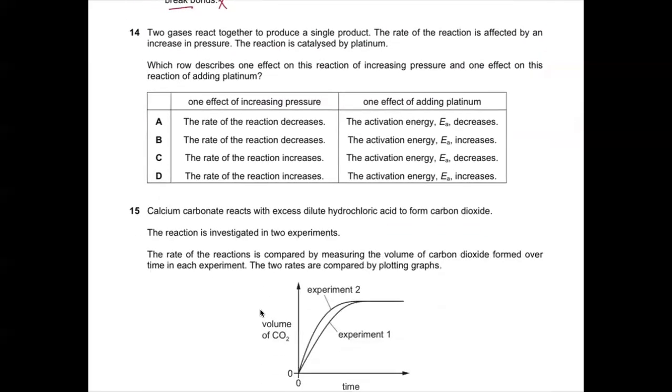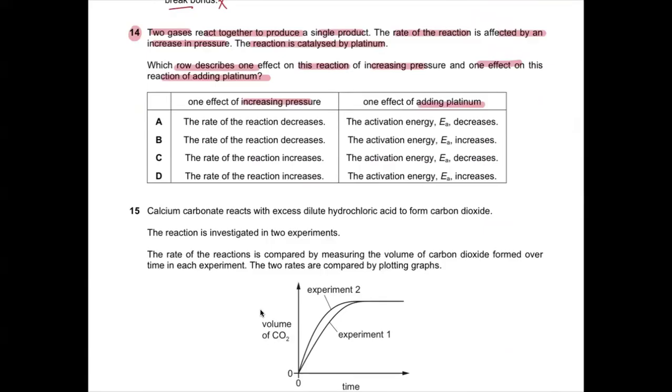So now MCQ number 14. Two gases react together to produce a single product. The rate of a reaction is affected by an increase in pressure. The reaction is catalyzed by platinum. Which will describe one effect on this reaction by increasing pressure and one effect by adding platinum? Okay, platinum is a catalyst.